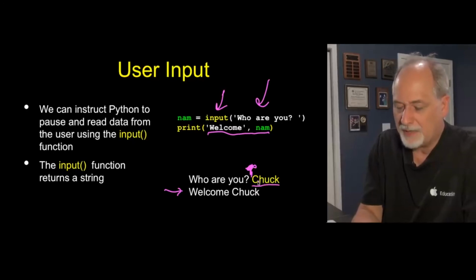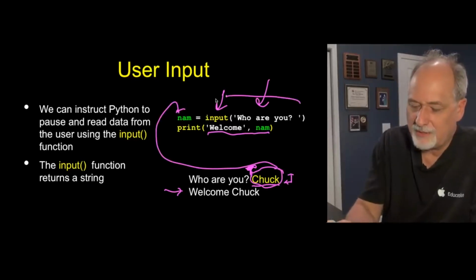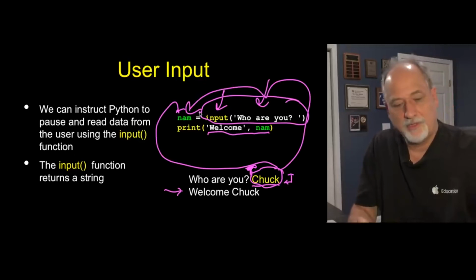So we type Chuck, and then hit the enter key. We hit the enter key, and then this text ends up in this variable. So this is an assignment statement: Chuck, the result of the input call, gets copied into the nam variable.